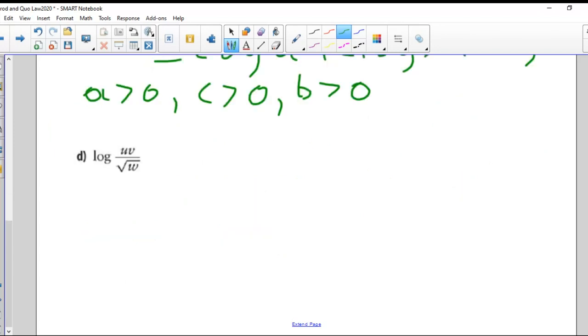Let's move on. Okay, last question that we'll do today. Last one. The log of u times v divided by the square root of w.